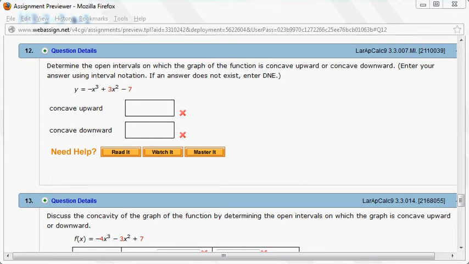Okay, let's look at homework 3.2, 3.3, number 12. All right, so we have this cubic function given, and we want to find open intervals on which the graph is concave up or concave down. All right, so let's do that.